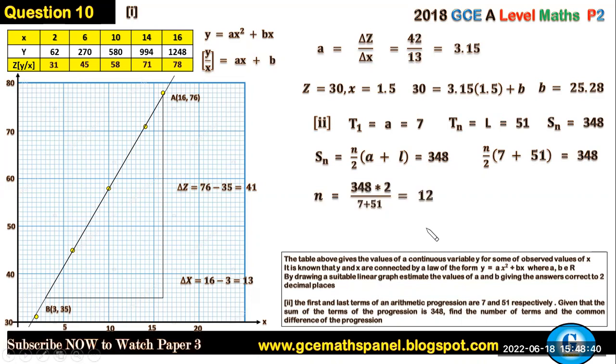Now that we know the number of terms, you can equally find the common difference, okay? For the last term, once you use the last term is given by a plus n minus 1 d, a is 7, so 51 is equal to 7 plus 11d, 44 is equal to 11d, and d is equal to 4. So the number of terms is 12, and the common difference is 4.